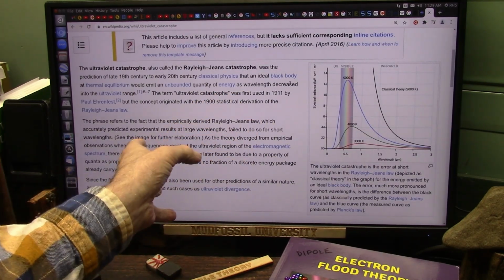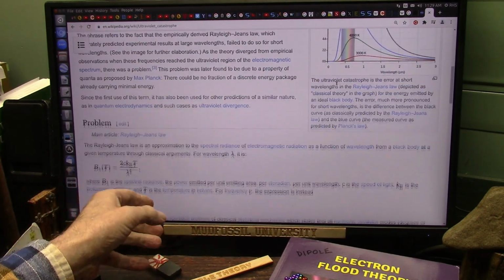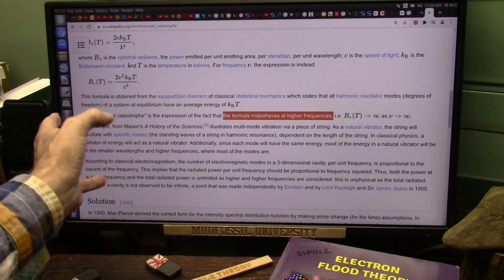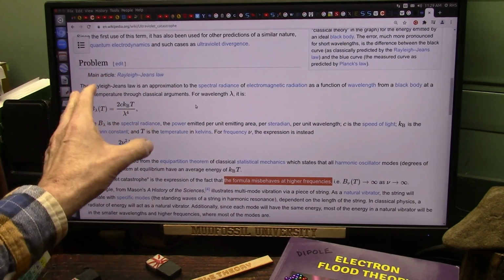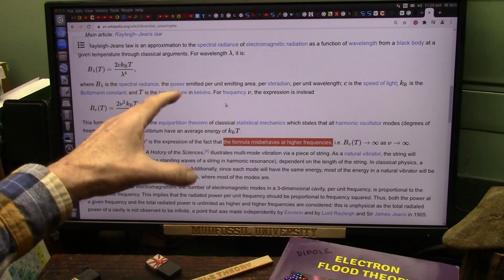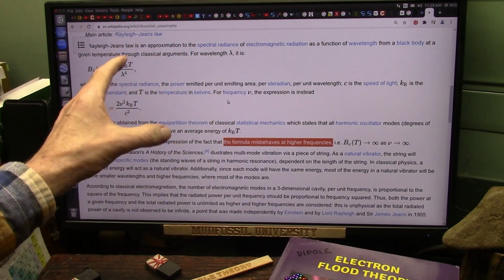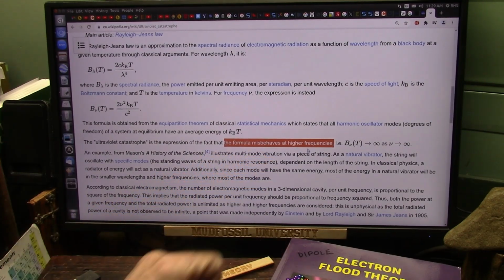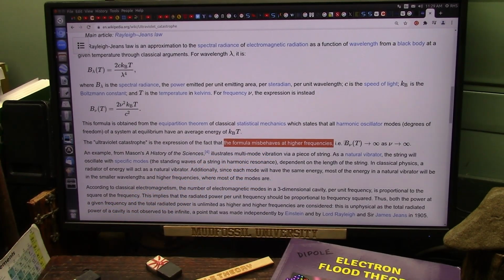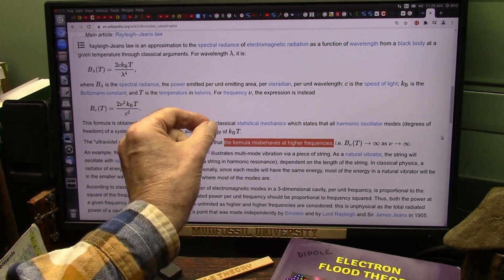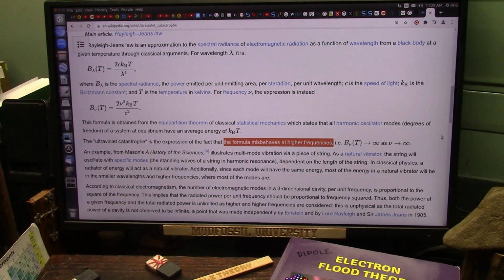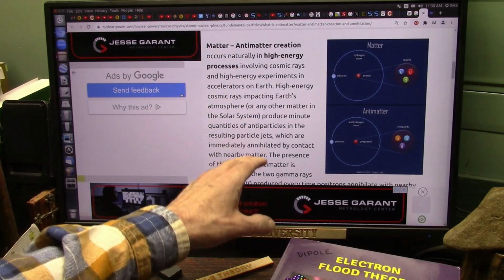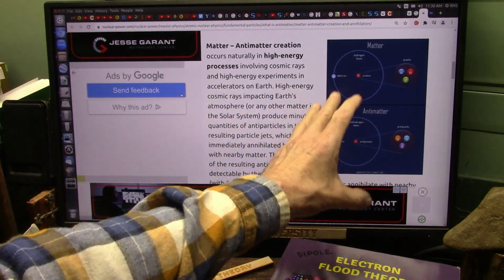They talk about black body. Yes, it is exactly black body. But then they come down here, nobody's got all these formulas, and I don't like formulas because they just don't work. Once you make a formula and rules and laws and constants, it doesn't work. The formula misbehaves at higher frequencies. That's because there's no more electrons left at that extreme frequency. They're gone. See, this is the matter, antimatter. They just don't understand it.